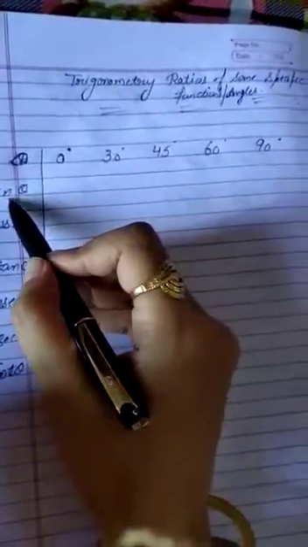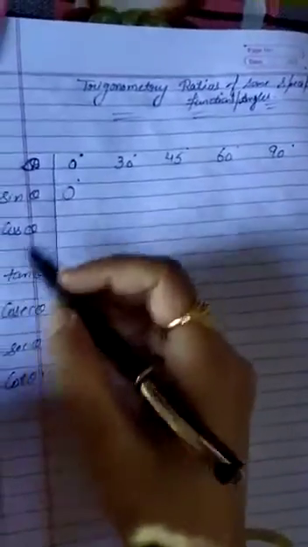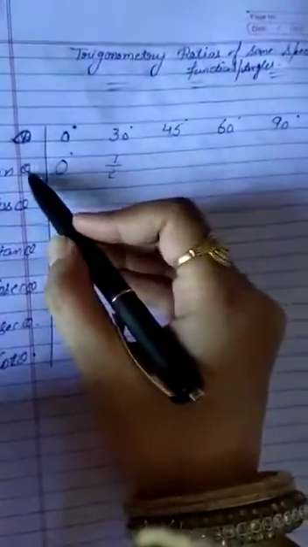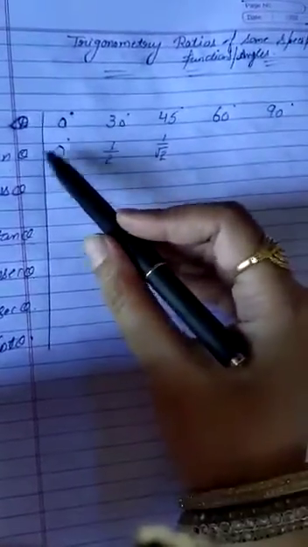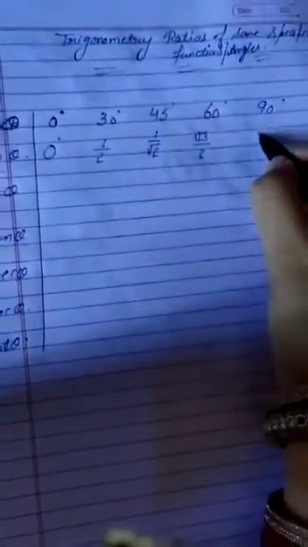The value of sine theta at 0 degree is 0. The value of sine theta at 30 degree is 1 by 2. The value of sine theta at 45 degree is 1 upon under root 2. And the value of sine theta at 60 degree is equal to under root 3 by 2. And the value of sine theta at 90 degree is equal to 1. This table is already mentioned in your book.